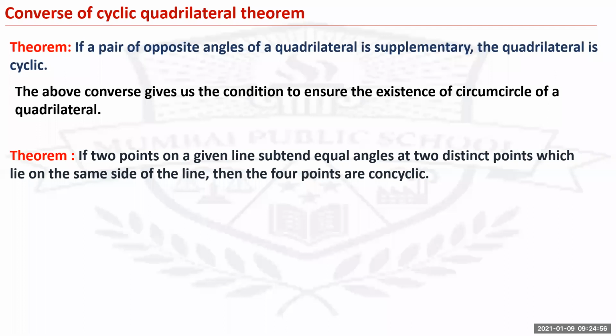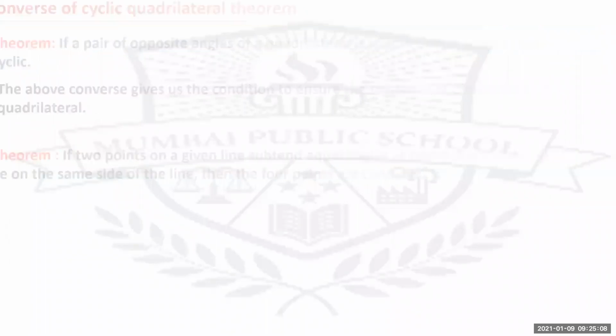Now the last theorem of this. If two points on the given line subtend equal angles at two distinct points which lie on the same side of the line, then the four points are concyclic. Is this clear to all the students? Any doubts still here, so that we can revise the theorems?